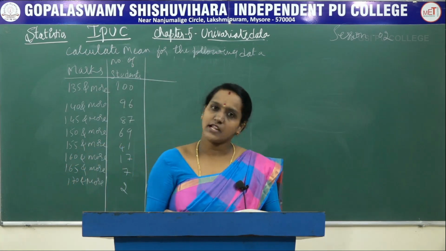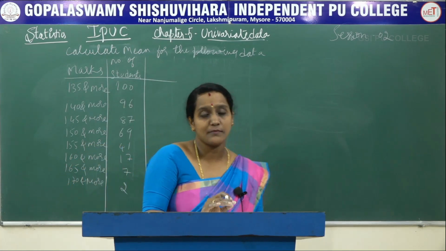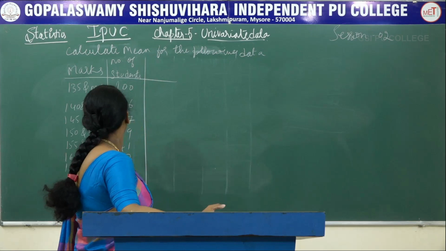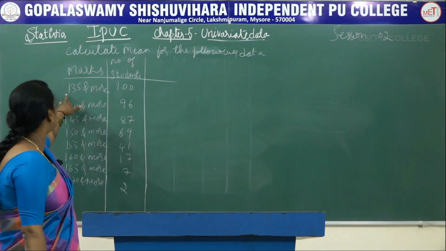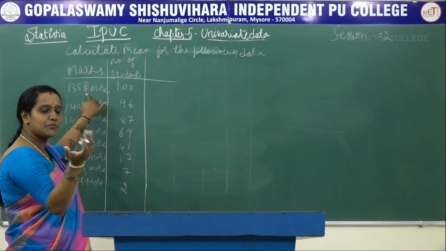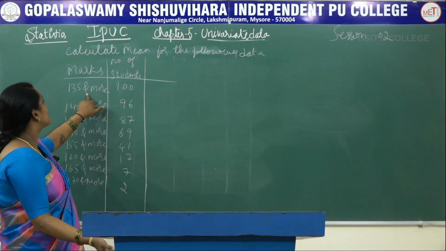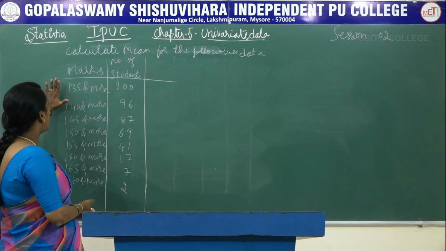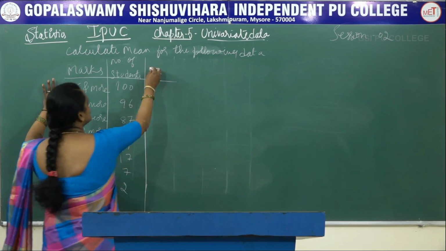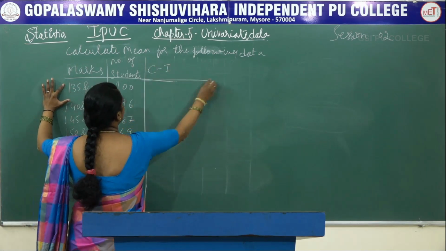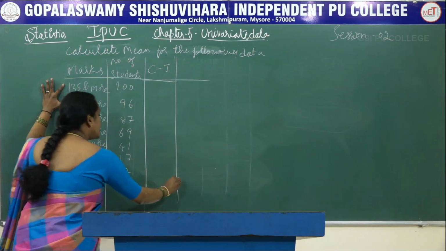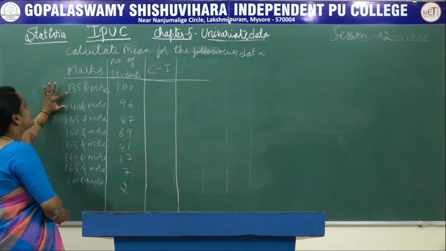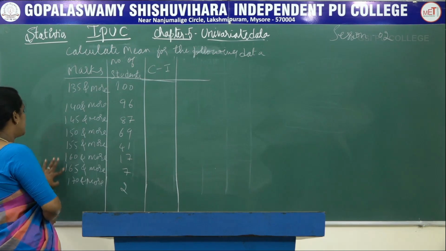See, this is another type of problem in your arithmetic mean. Here they have given the marks as 35 and more, that is greater than 35, and 40 and more is greater than 40. So to calculate, we have to find the class interval first. To find the class interval, first we have to see the difference between the values.